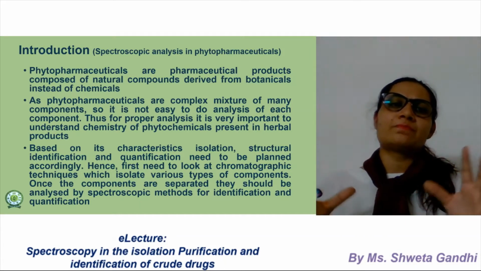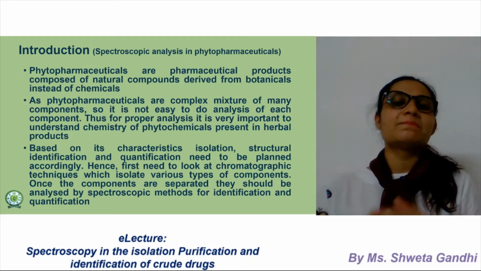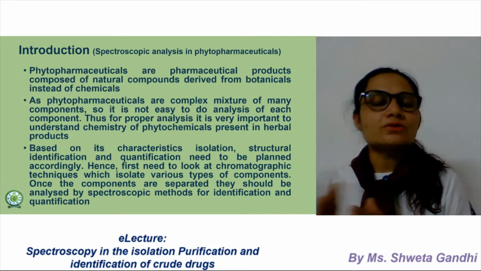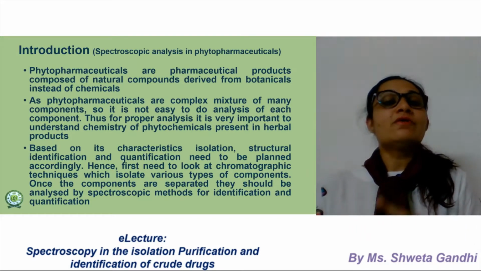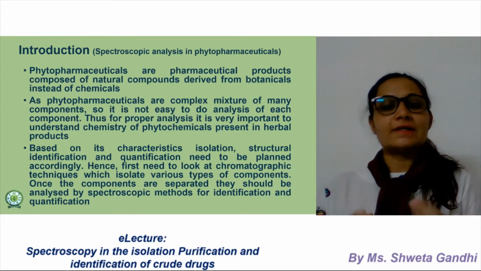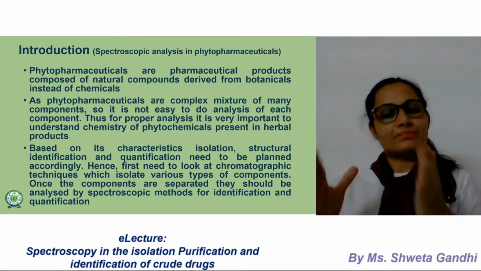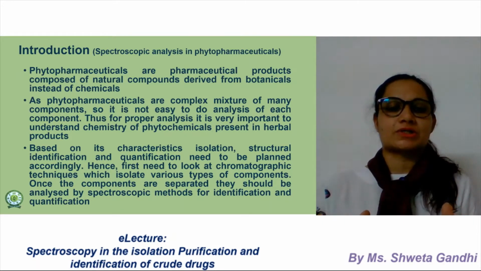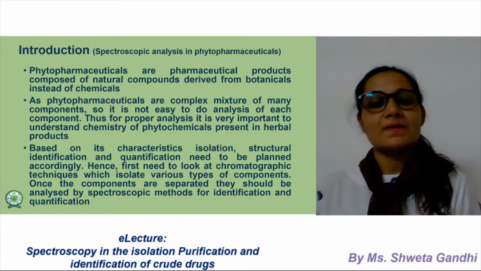Now the most important problem for herbal phytopharmaceuticals is that they are multiple component. Multiple means they have a mixed form of active constituents. So it is not easy to do analysis of the compound. For proper analysis we have to understand the chemistry of the phytoconstituent, which constituent is present in that. For this, spectroscopy is the useful method based on the characteristic, isolation, structural identification and quantification. We have to plan the spectroscopic analysis according to their characteristics.